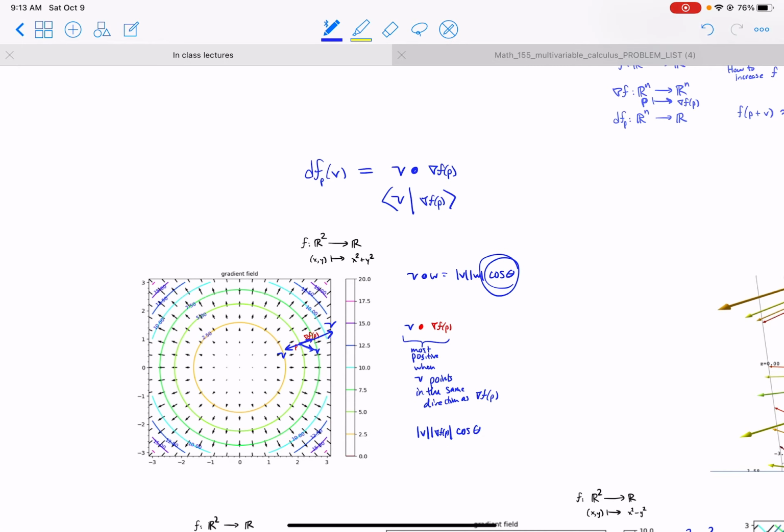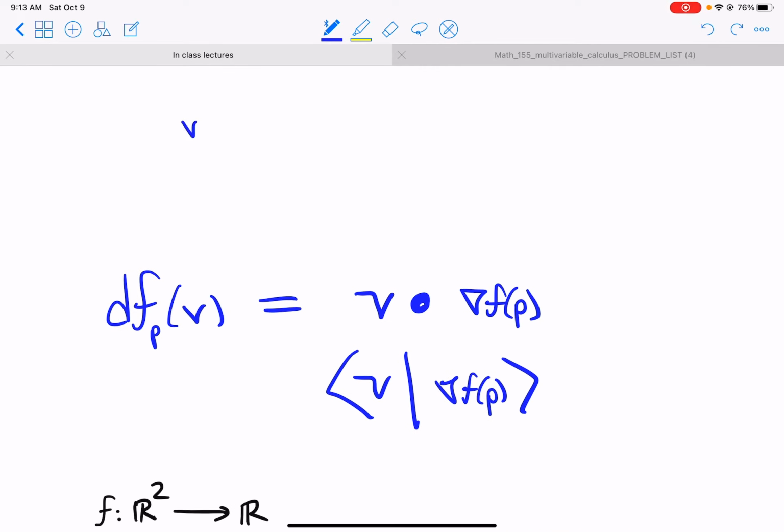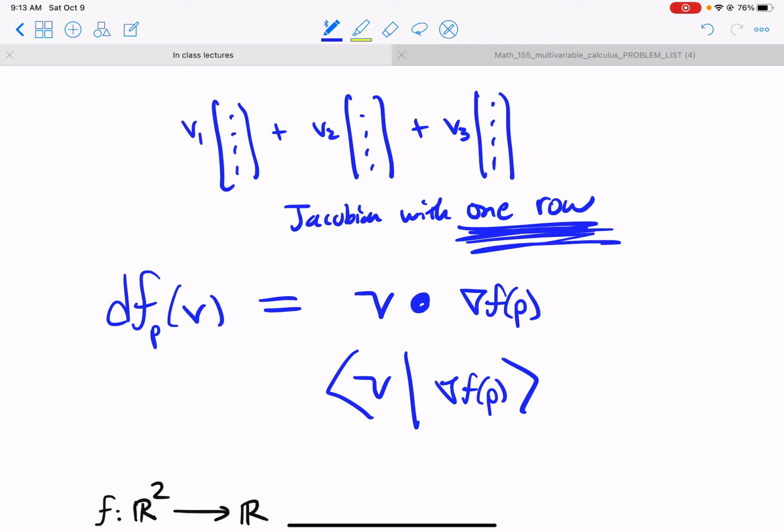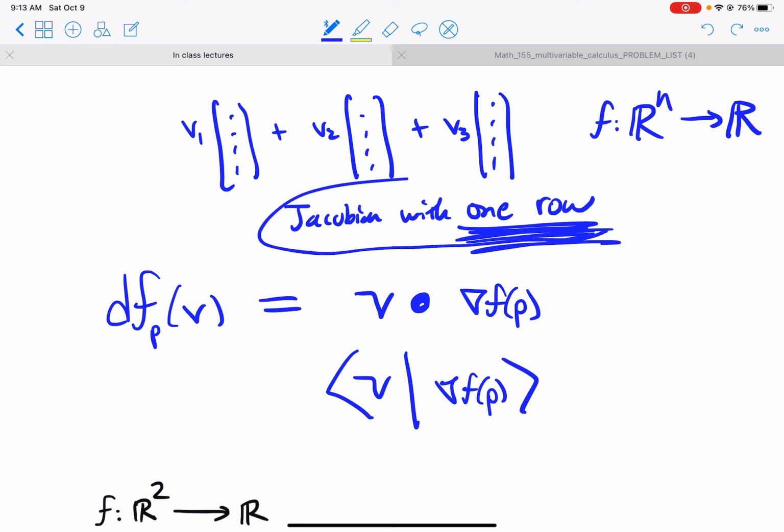So this is great. In particular, it gives us a really easy way to write the derivative. We used to write the derivative like v1 times the first column of the Jacobian plus v2 times the second column of the Jacobian plus v3, etc. But in the case where the Jacobian has one row, and only in that case, when does the Jacobian have one row? Well, when the output is a real number, when we have a function that has a real number output, that's when the Jacobian has one row.